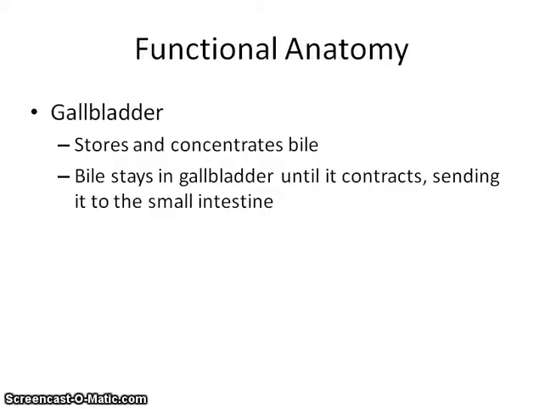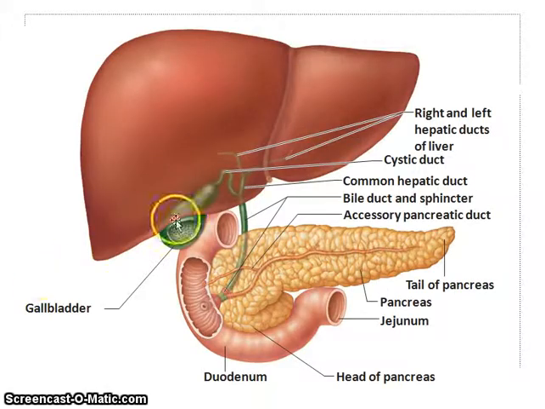The gallbladder, which is located right underneath it, is going to store and concentrate that bile. So it hangs out there until it's needed, and then it's sent into the small intestine. So going back to this picture, we're producing bile in the liver, and then this green piece is where it's stored and concentrated before it is then secreted, as you can see through this tube, into the small intestine.